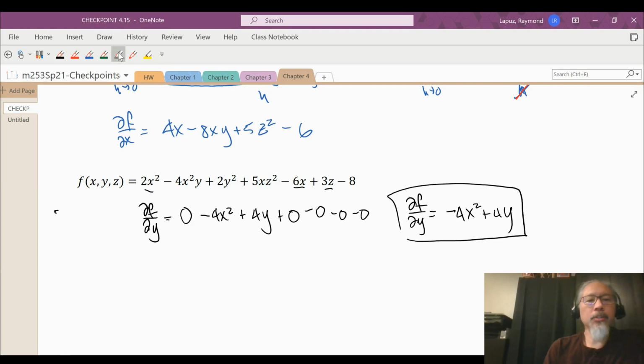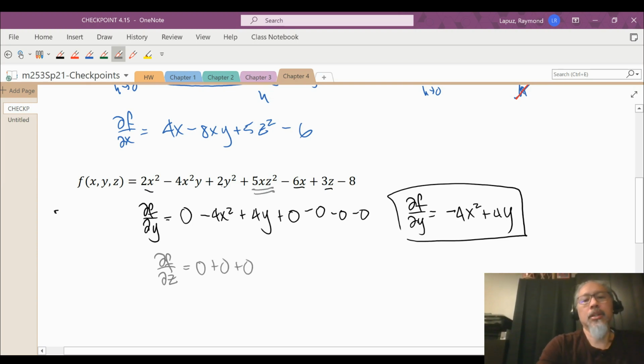Okay, let's do one more. The last one is taking the derivative with respect to z. We'll have a 0 plus 0 plus 0 with respect to z. There's a 5, and there's a 2 here, so that's a 10xz to the first power. 10xz. And constant with respect to z, here we have a 3, and then that's it. So the partial of f with respect to z is just 10xz plus 3.